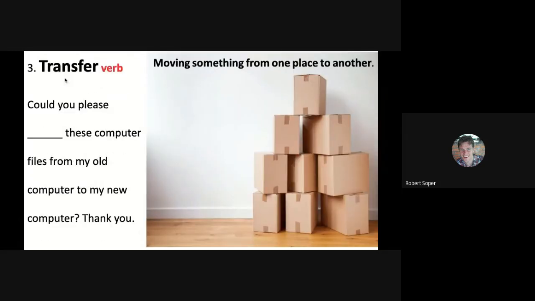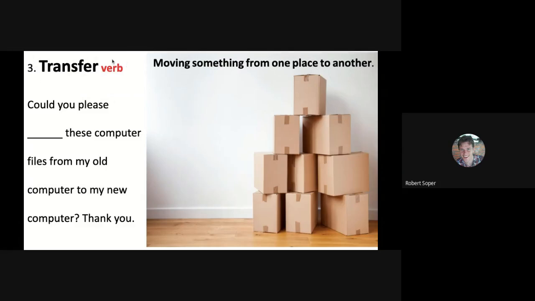Okay, so hopefully this one is a fairly common word. It seems to be one we use a lot because it's often connected with money. Transfer. Transfer is a verb. It means moving something from one place to another. That's it. So one thing we commonly transfer is money from our bank account.